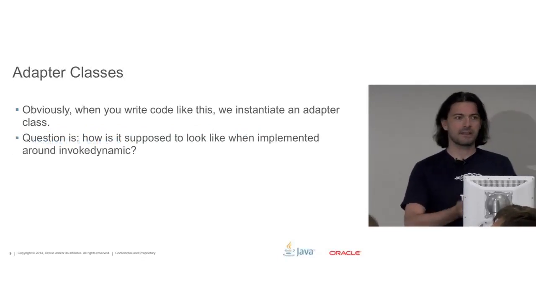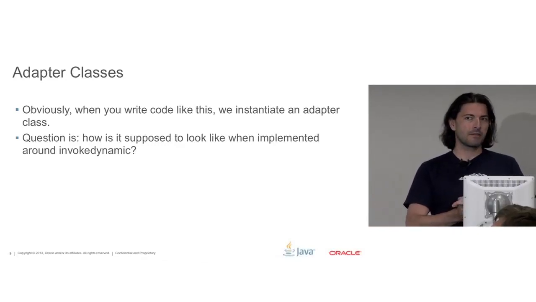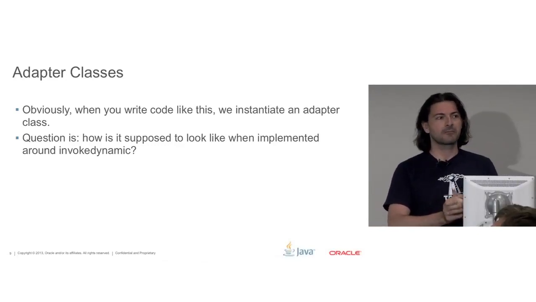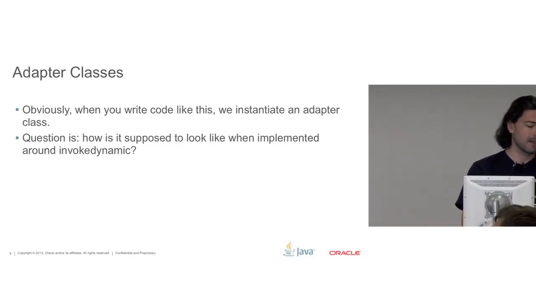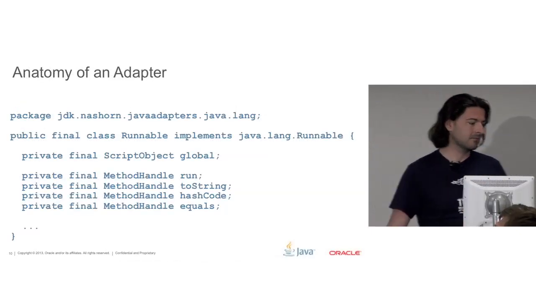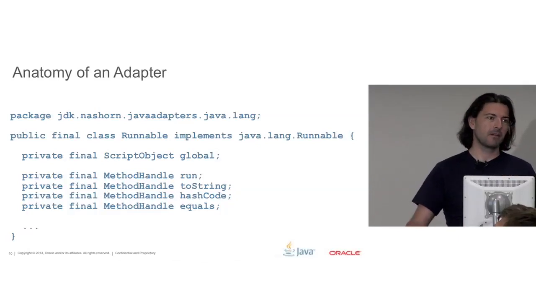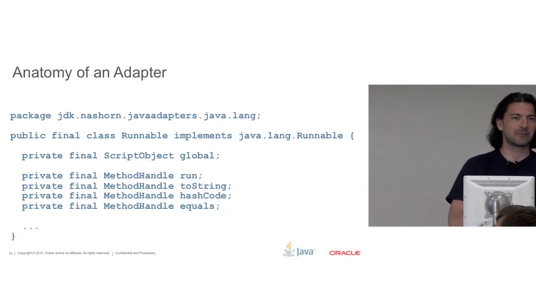Obviously, we create adapter classes, proxies, if you will. Also, obviously, we are not using java.lang.reflect.Proxy because we're not doing reflection, we are doing invokedynamic. So how does an adapter class look when it's implemented around invokedynamic? Well, normally it looks like this on fields level. Obviously, I cannot put the full code of this class on a single slide because you would really need to have really good eyes for that. So we'll go in small bite-size chunks.